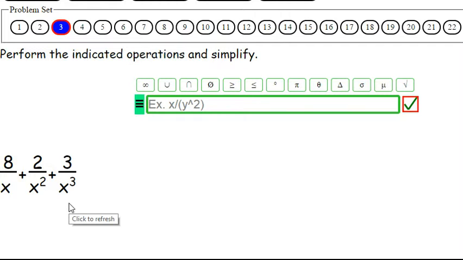3.1. So we have 8 over x plus 2 over x squared plus 3 over x cubed. Got it. 8 over x plus 2 over x squared plus 3 over x cubed.